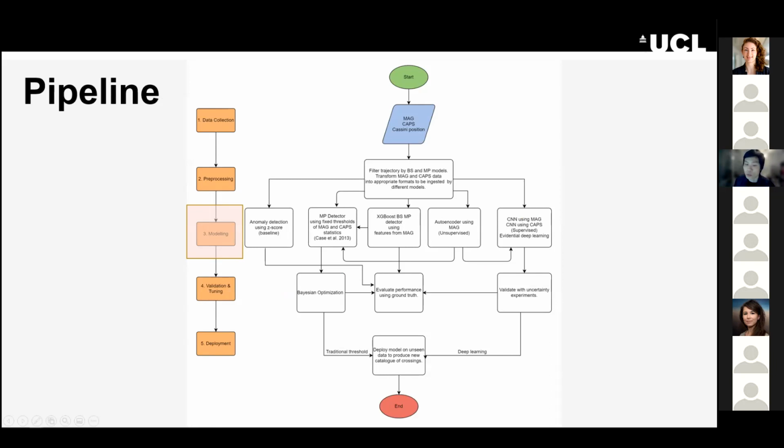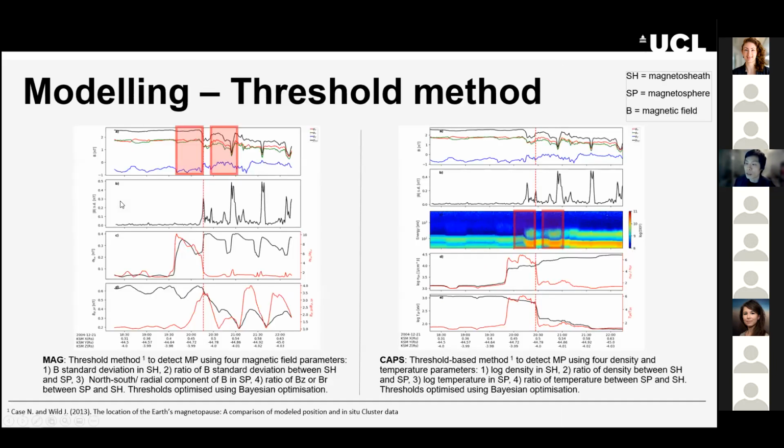We will focus just on 2 methods for now. The first one is a threshold method. So on the left, we have magnetic field data with 4 parameters for thresholding based on standard deviation, the BZ component, and their ratios between 2 windows. On the right, we have CAPS electron data, also with 4 parameters based on density and temperature moments for thresholding. The parameter values are computed using 2 sliding windows with a fixed gap.